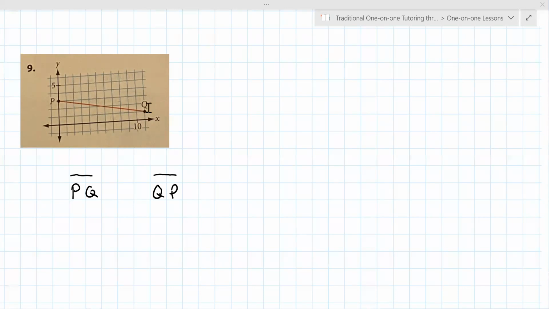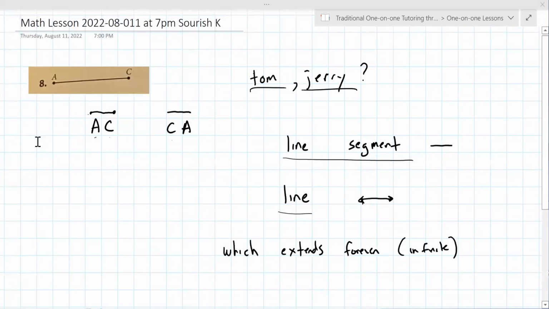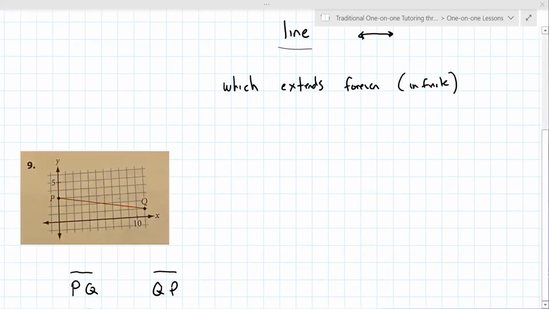I do not have any questions about 9. Okay. Do you want us to go back to 8? Yeah. Okay. Are you able to see my screen? Yeah. Okay. I got that correct. Okay. Very good. All right. Let's look at number 10 now.